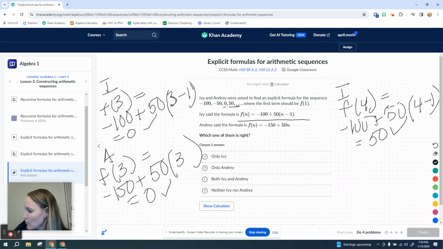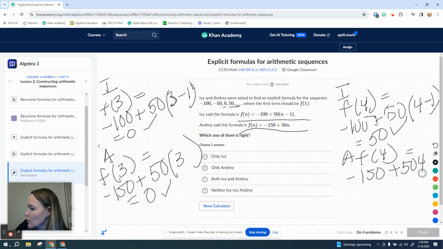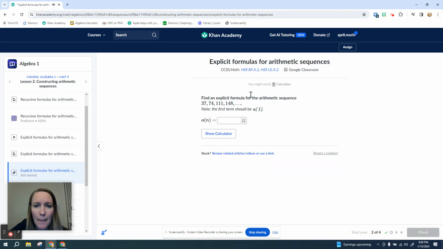What about Andrew? F of 4, I'm right here at Andrew's formula. Equals negative 150 plus 50 times 4. 50 times 4 is 200. So negative 150 plus 200 equals 50. So that one checks out too. So, yep, it's both. Let's see if we are right. Yep. Okay. Find an explicit formula for the arithmetic sequence. Note the first term should be a sub 1. Okay, so now we are writing our own sequence.